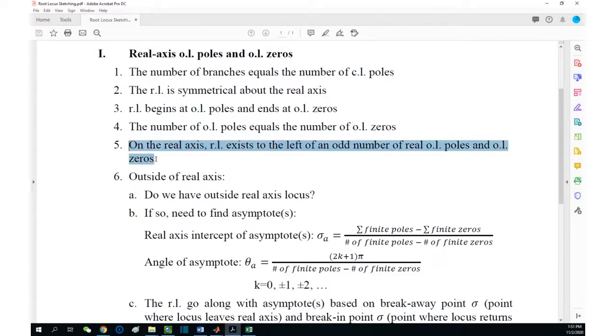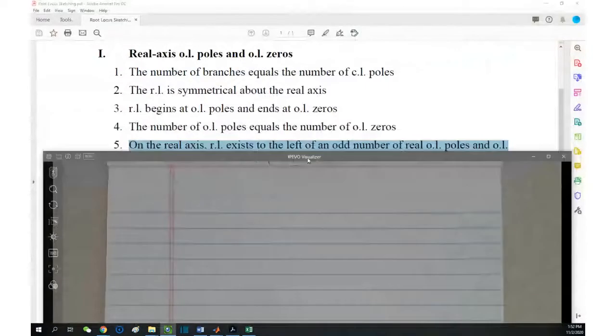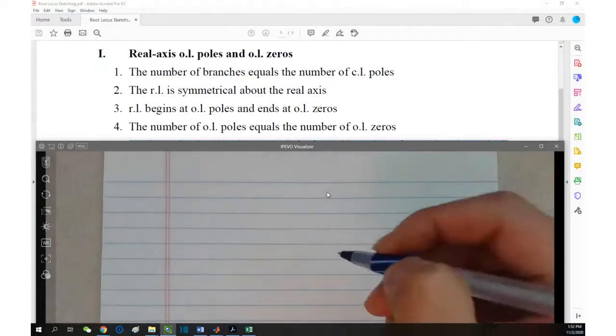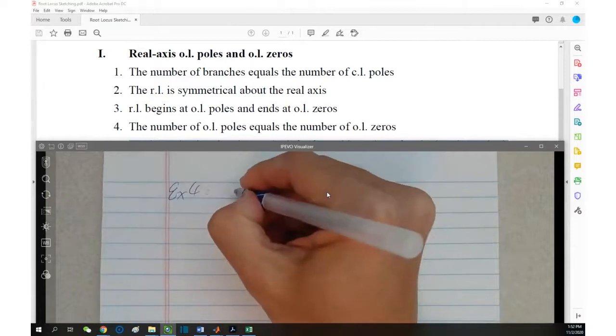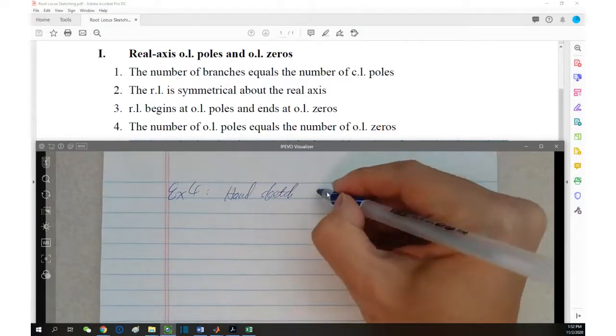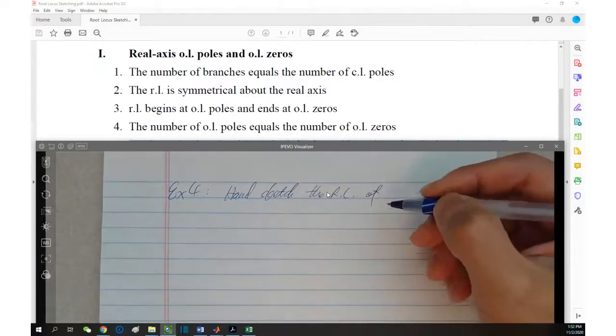And then next we really start to sketch. Number 5: on the real axis, the real locus exists to the left of an odd number of real open loop poles and open loop zeros. Without a real exercise, an example, we won't truly understand what number 5 is talking about. So let's have an example. Let me split the screen in this way, and sketch the locus of the following system.